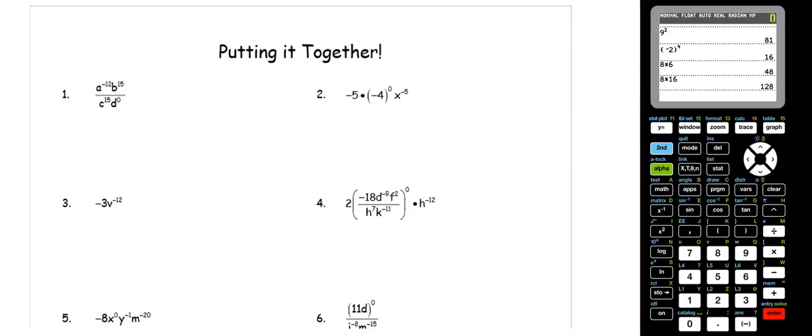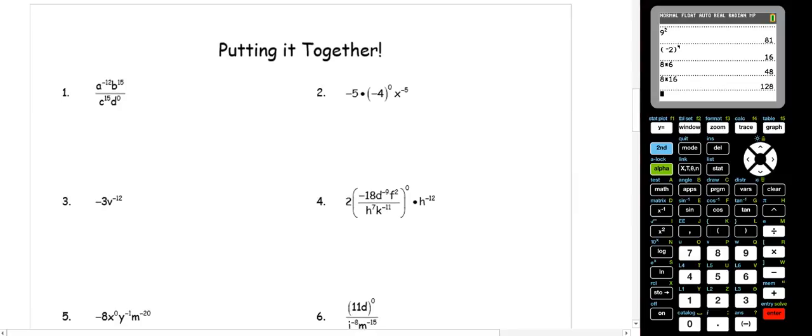Now let's try some problems where we're going to put it together. What you want to do first is look for any problem that has a 0 exponent so that we can cancel that part out of our equation. In the first one, we already have a d to the 0, which we know is 1. So this leaves us with a to the negative 12th, b to the 15th, over c to the 15th.